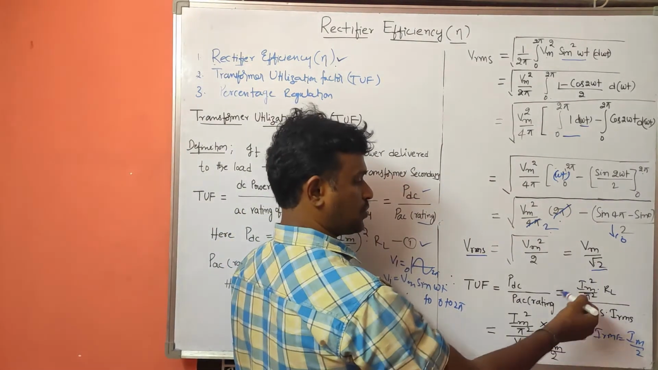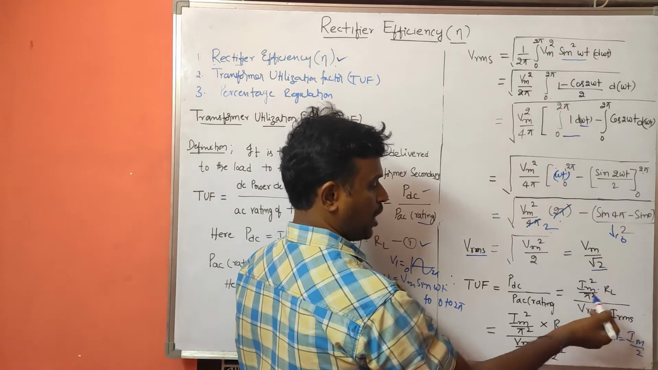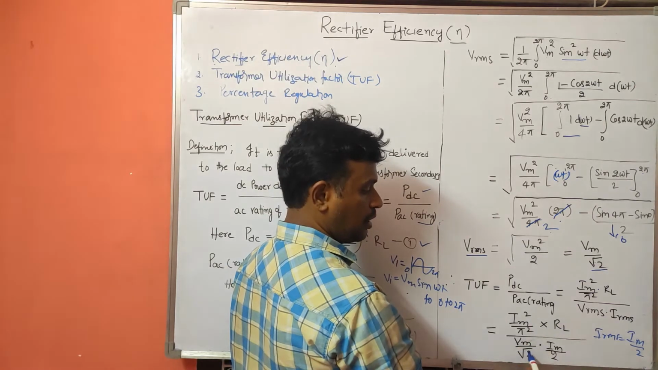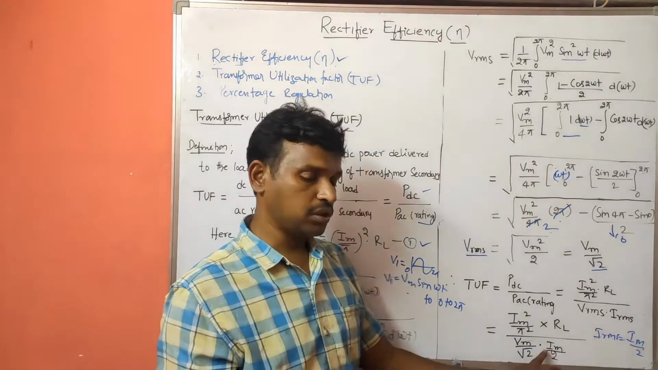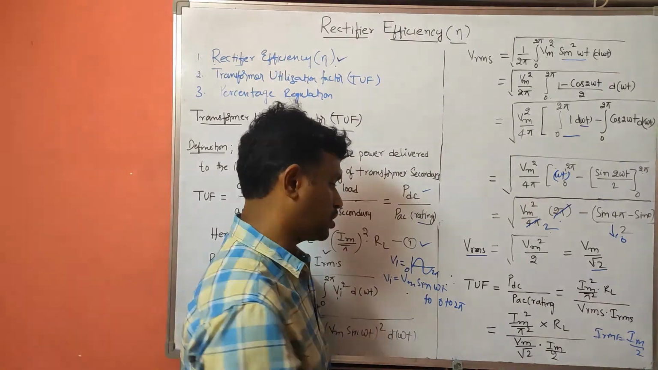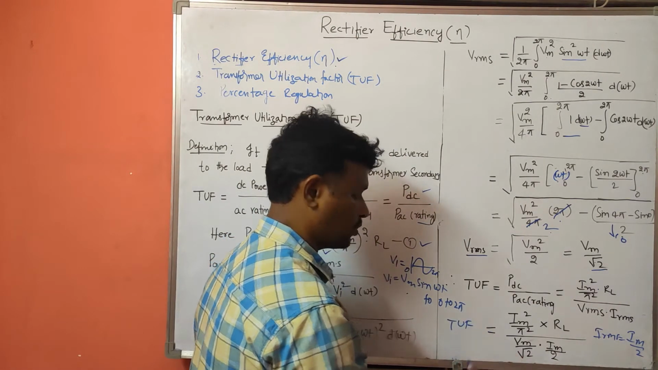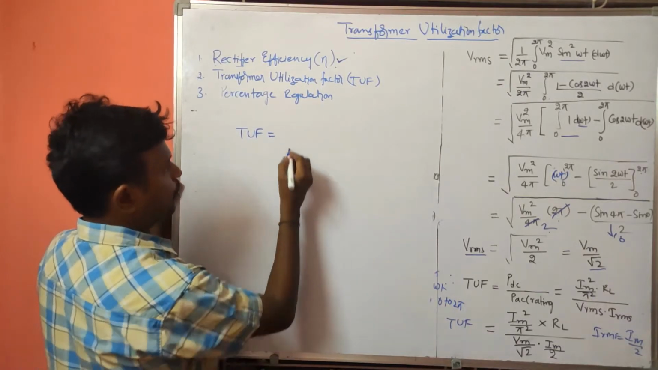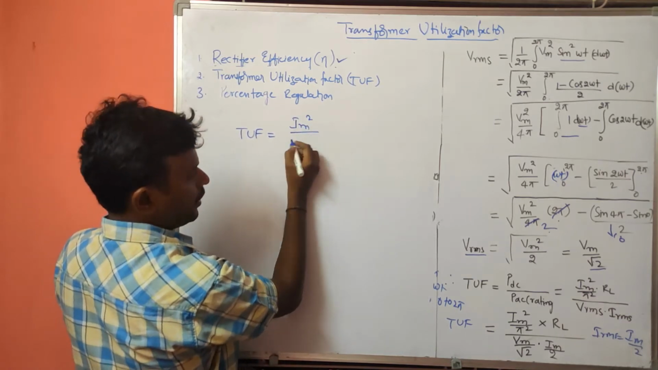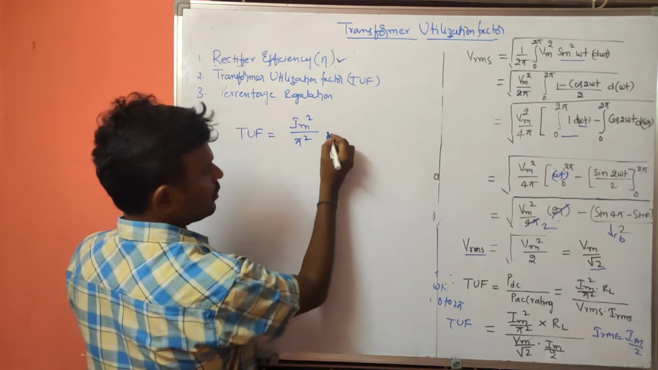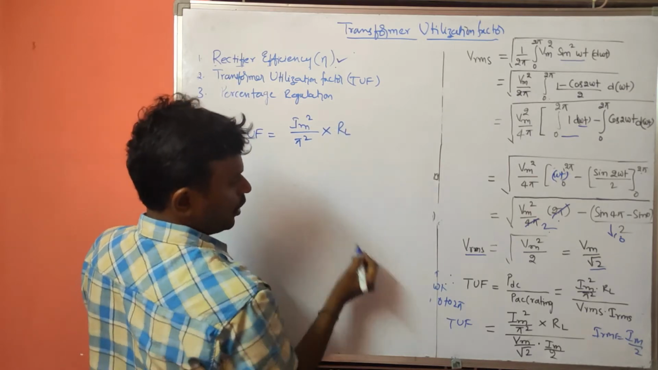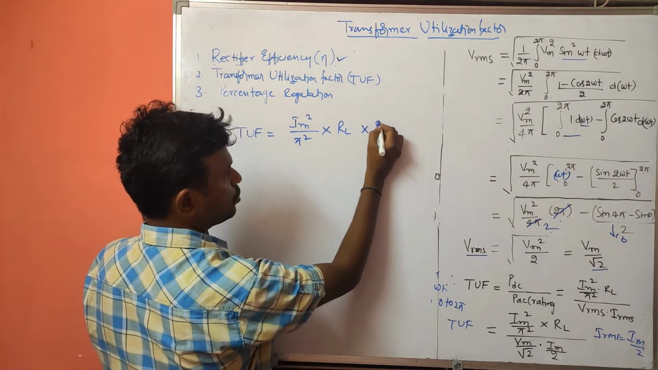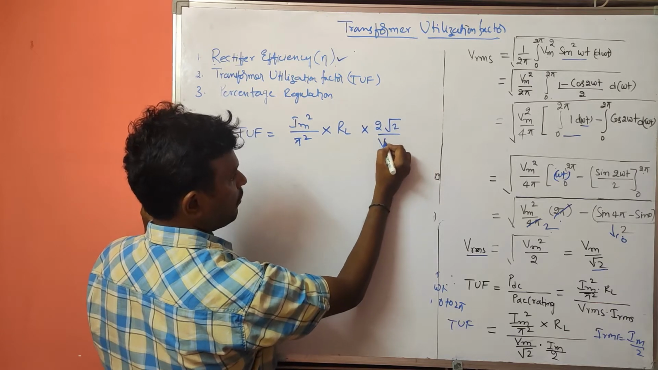So if you substitute all these values, the PDC, VRMS and IRMS values, we get Im square by pi square multiplied with RL, divided by Vm by root 2 multiplied with Im by 2. Okay, so this is TUF. Now TUF is equal to Im square by pi square multiplied with RL, and here we have Vm multiplied with Im, divided by 2 root 2 of Vm multiplied with Im.